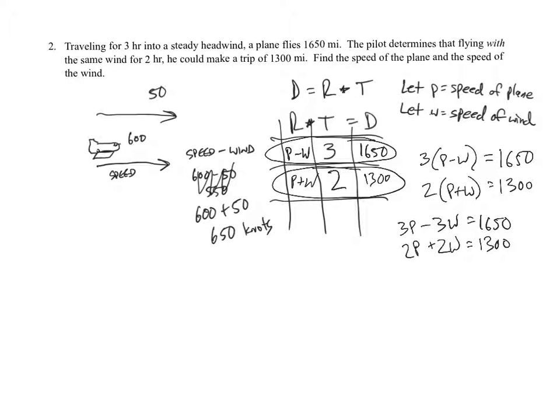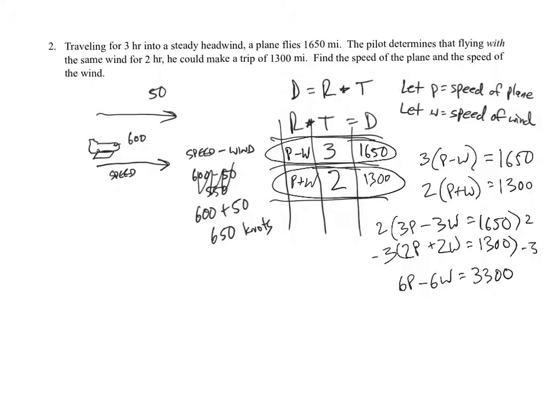So what we can do to solve this, maybe the easiest way, is to multiply and use elimination. If we multiply this times -3, and we multiply this times 2, that should allow us to eliminate the p's. So let's figure that out. 6p minus 6w equals 2 times 1650, which is 3,300.